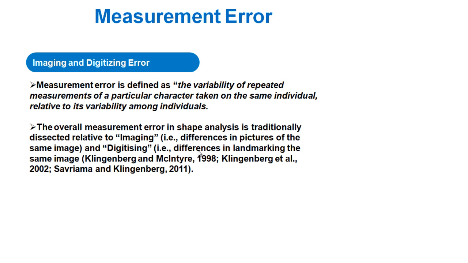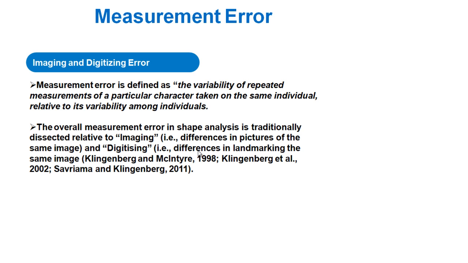We also have digitizing error. That's error from pinpointing the landmark locus, okay, because human beings are not always accurate when it comes to pinpointing of landmarks by hand, and that is why we have to account for differences in landmarking the same image. So you have to pick some images, for example, and landmark them several times to account for the variability among individuals. For example, there are three ways to actually go about this.